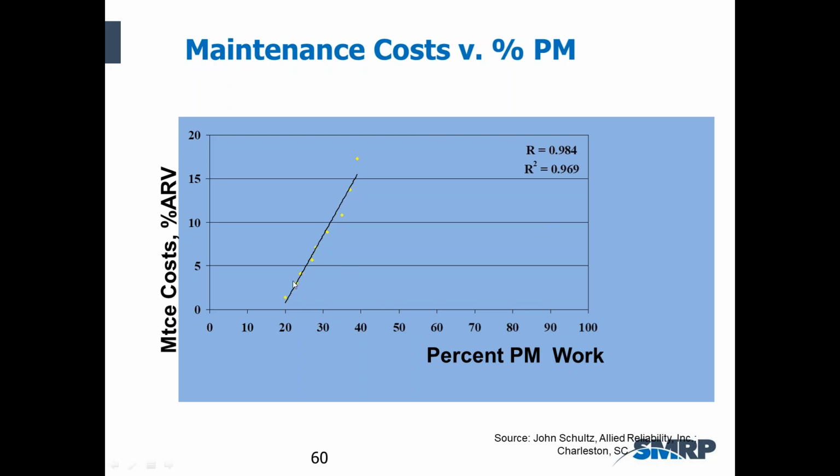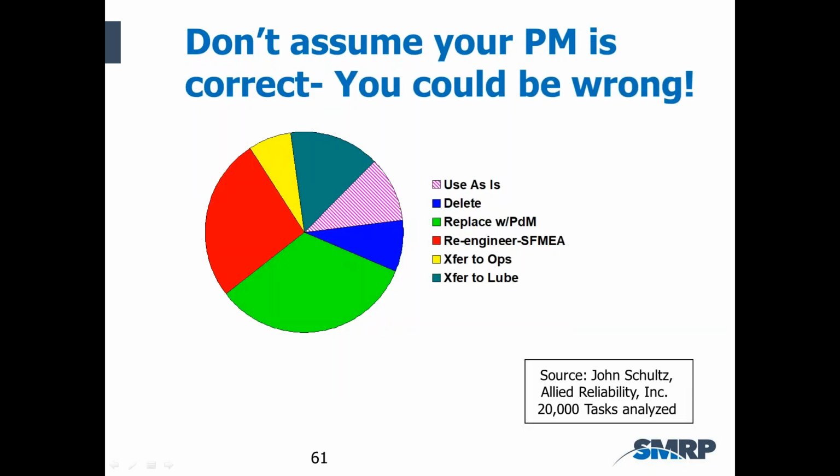Now from that same study, how about this one? Percent PM work, time-based work, that is beyond about 20-30%, your maintenance costs increase dramatically. Why is that? Well, I think it's two things. One is you're doing work unnecessarily. The condition doesn't warrant it. And the second is you're restarting the infant mortality risk. And if on top of that your work practices are pretty ordinary, then that only amplifies the risk and the cost. So don't assume your PM is correct.